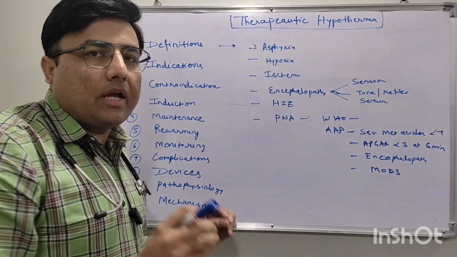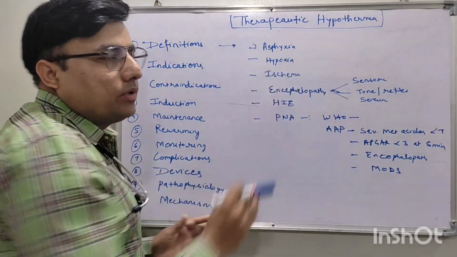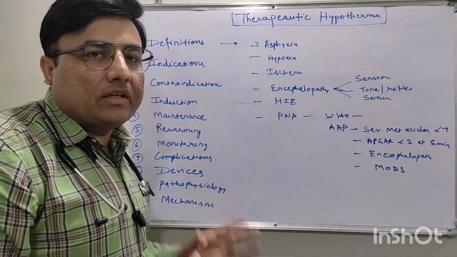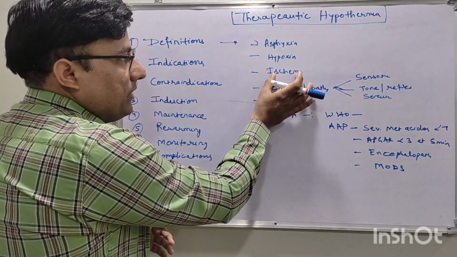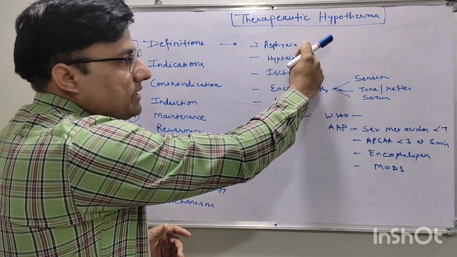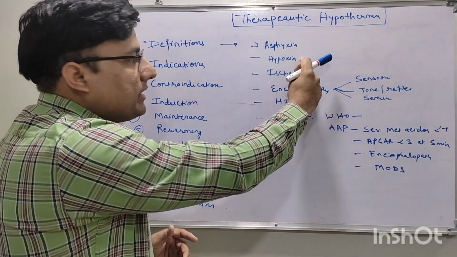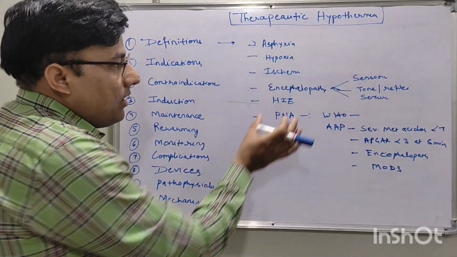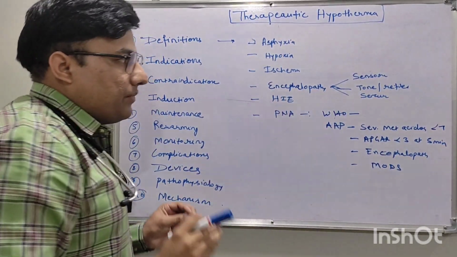Hypoxia is reduced or absent oxygenation to the tissue. Decreased or absent blood supply to the tissue is ischemia. So here this gas exchange is absent. Here oxygenation is decreased. Here blood flow is decreased. Blood supply is decreased.